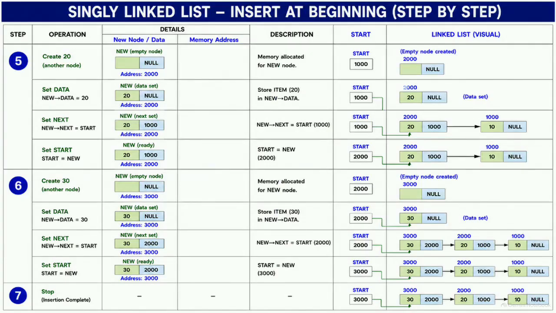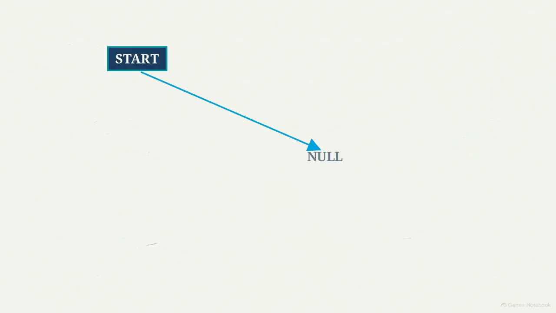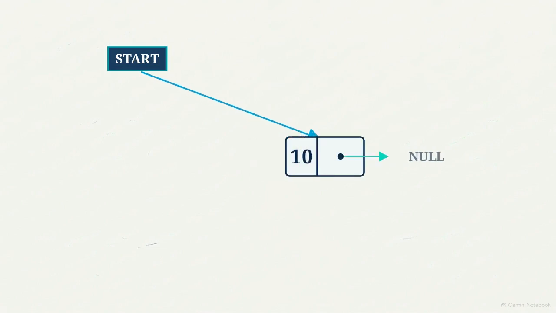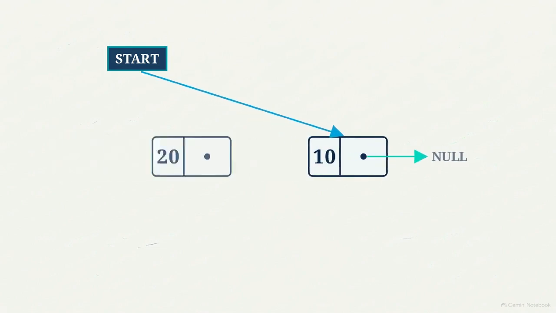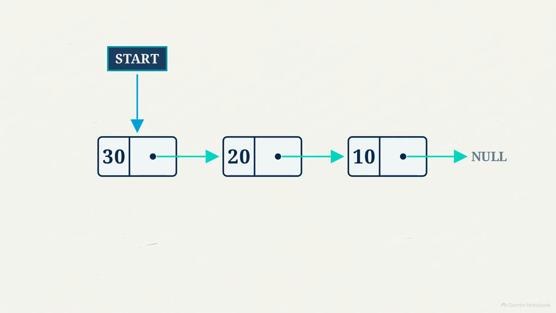Let's verify your logic on the final rows of the table. The new node for 30 sets its next field to the old start address, which is 2000. Then start updates to 3000, confirming the node holding 30 is now at the front. Notice the practical consequence of this specific algorithm. Because we are continually forcing new data to the front, inputting the sequence 10, then 20, then 30 naturally constructs our list in reverse chronological order, 30, then 20, then 10.